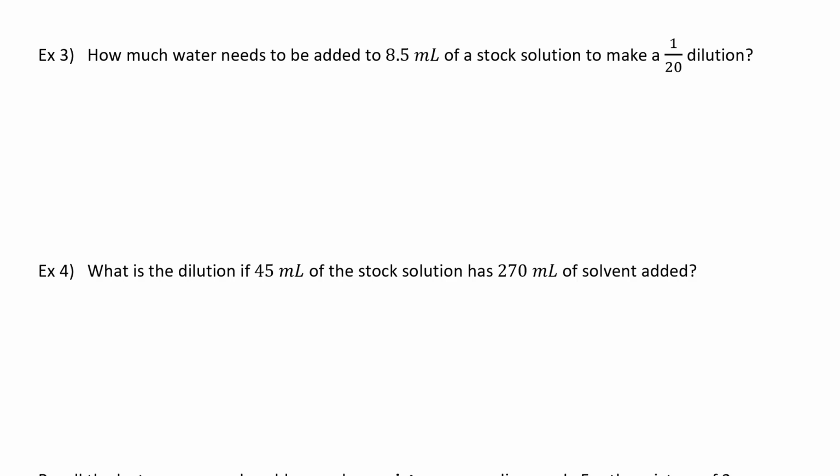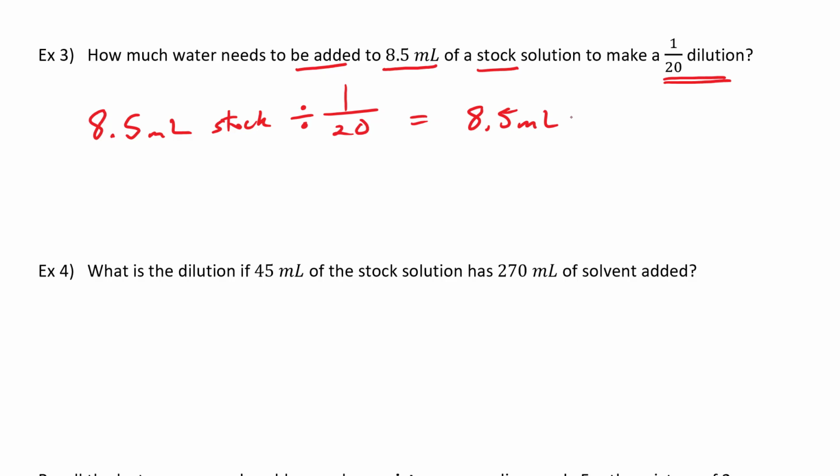Let's look at the next example. How much water needs to be added to 8.5 mils of stock solution to make a 1 in 20 dilution? So my new solution is going to be 20 times more dilute. So I'm going to take my stock solution, 8.5 mils of my stock, and I want to make it 20 times more dilute. So to get the final volume, I'm going to divide by 1 over 20. If you divide by a fraction, you flip it and you multiply it. As a result, the final volume will be 170 mils.